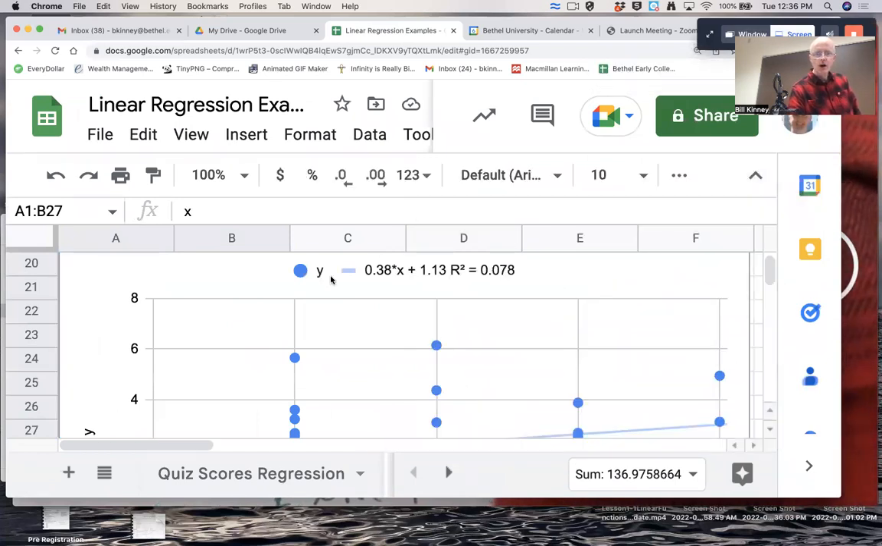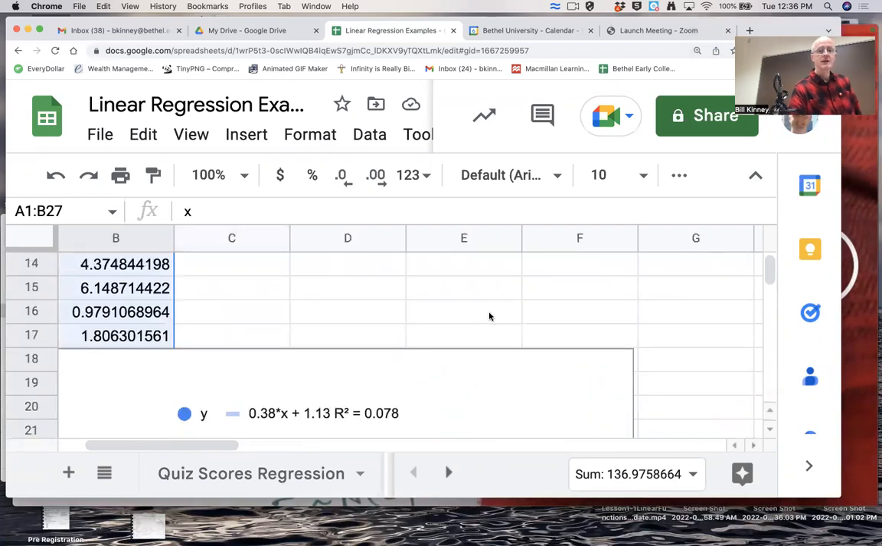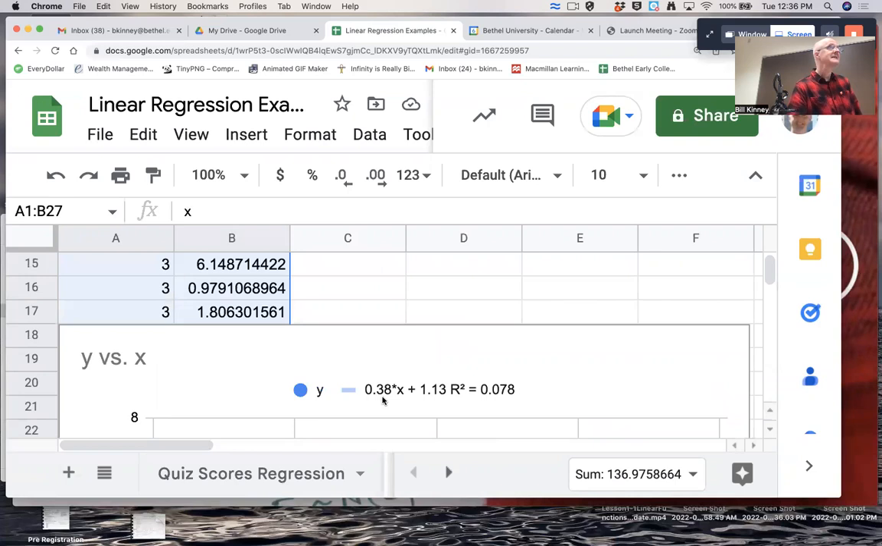Looks like the line is y equals 0.38x plus 1.13, a slope of 0.38 and a y-intercept of 1.13. Squared correlation pretty close to 0. It's not a very strong linear trend. It is a slight positive linear trend. 0.38 is b1 and 1.13 is b0. Not beta 1 and beta 0, b1 and b0.